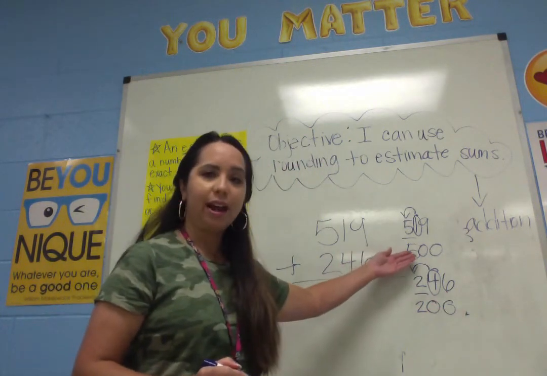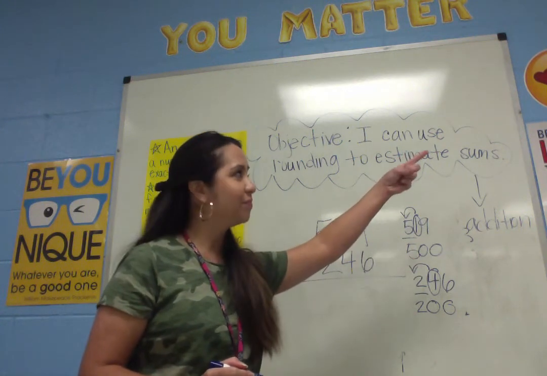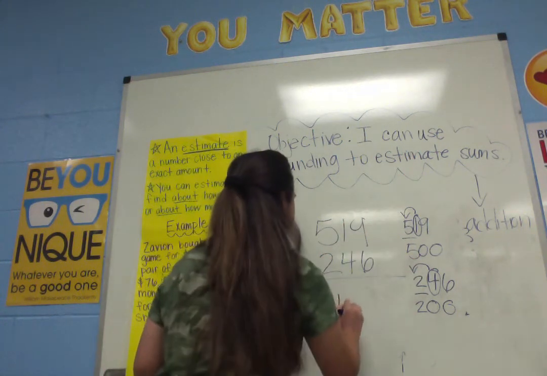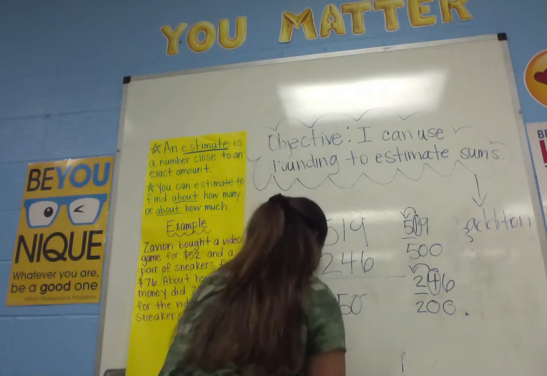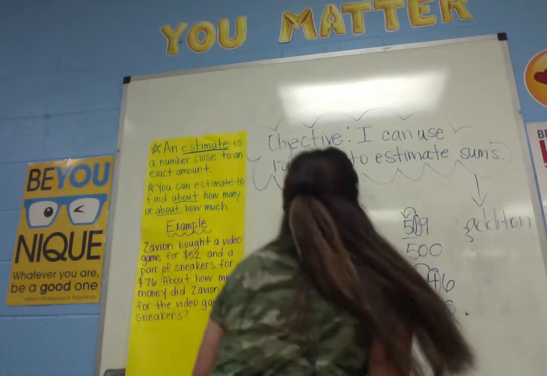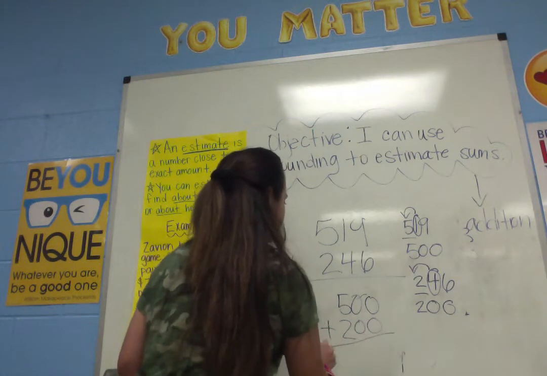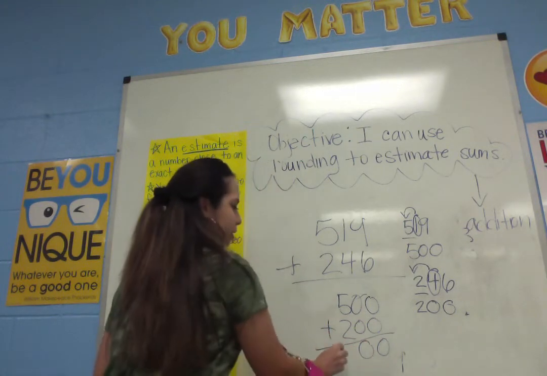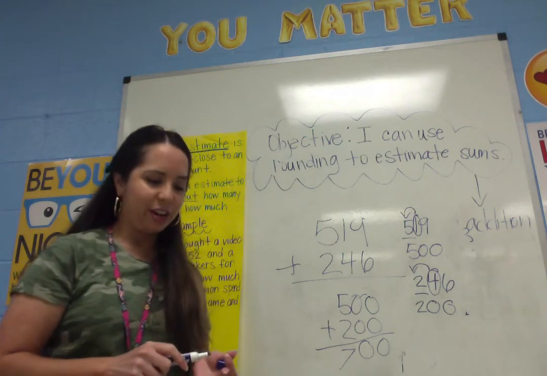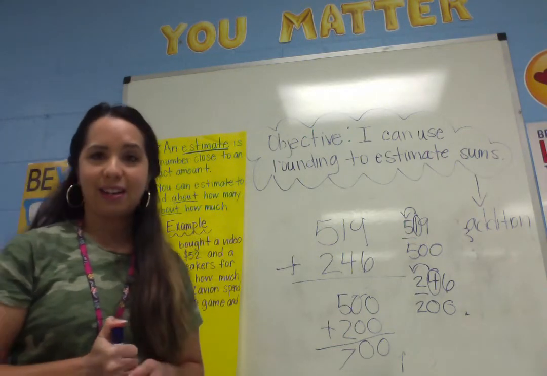Now let's go back and add so we can get our sum. Okay? 500 plus 200, 700. So 700 is our estimated sum.